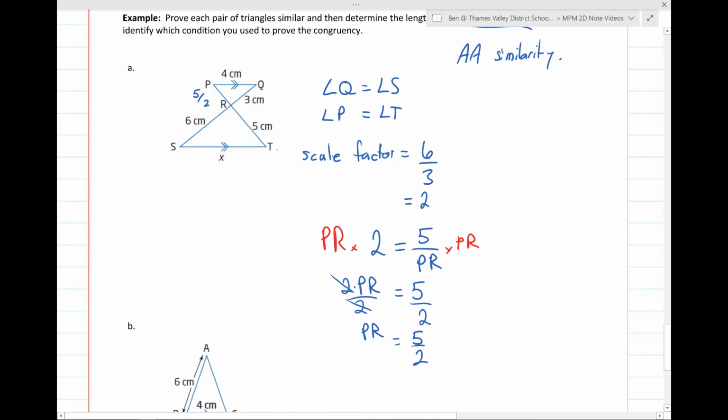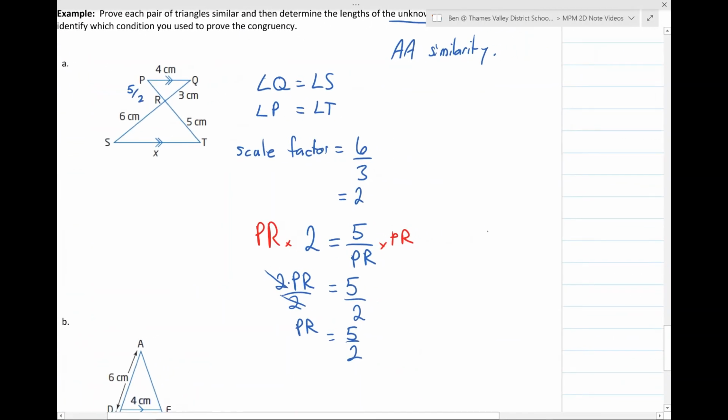My other unknown side is this ST. The similar side is the parallel side. That's side length 4. So again, I can use my scale factor. 2 equals the big triangle side, so that's side length X, divided by the small triangle side, so that's 4 centimeters. I can rearrange this, multiply both sides by 4, leaving me with X equals 8. Therefore, my X equals 8 centimeters. Centimeters is my units in there.